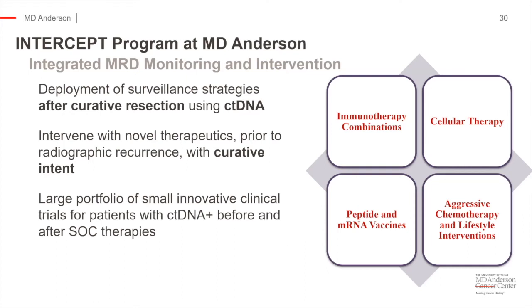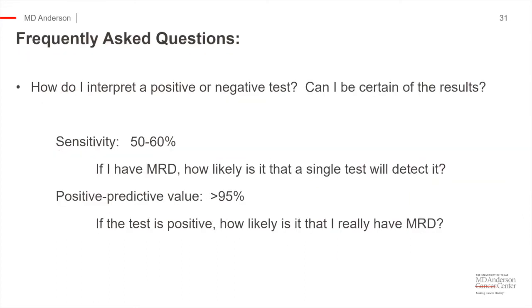So, in the last few minutes before questions, I wanted to go through some of the frequently asked questions and highlight some of these. First is, how do I interpret a positive or a negative test? Like, how certain can I be? We talked about this before, but just to reiterate, because I think this is so important, we have a single test that we're checking at some point after surgery or surgery and adjuvant therapy. It has a sensitivity that's around 50%. That's a nice, easy number to remember.